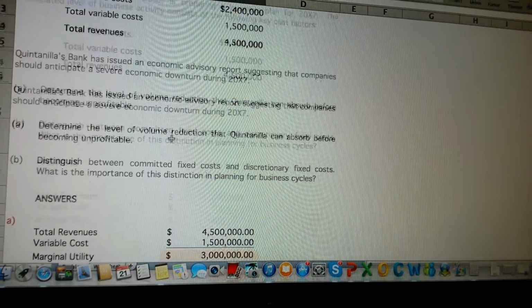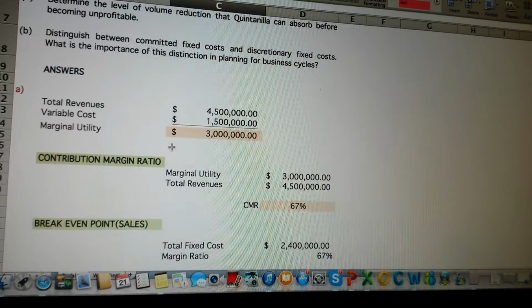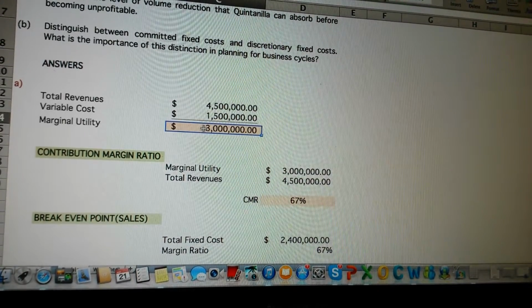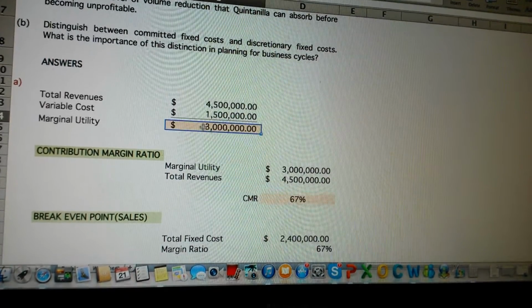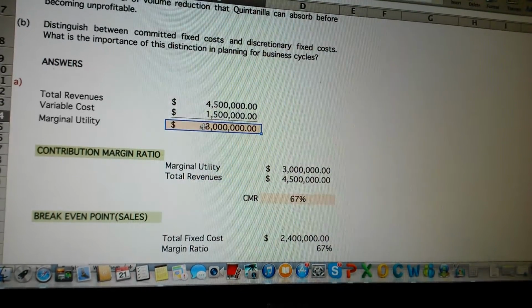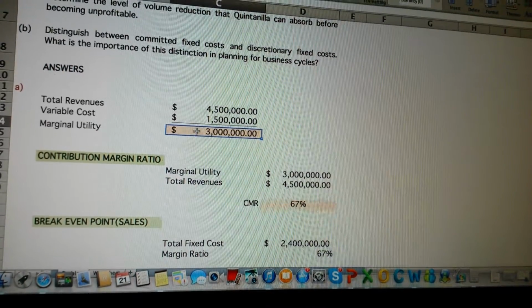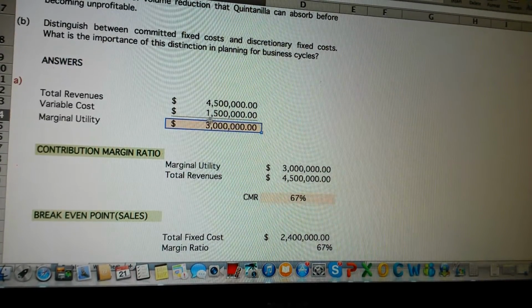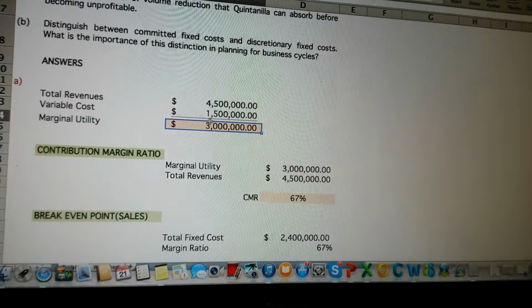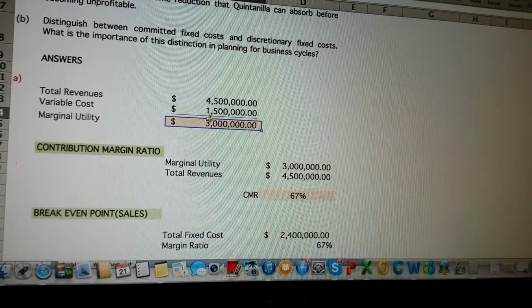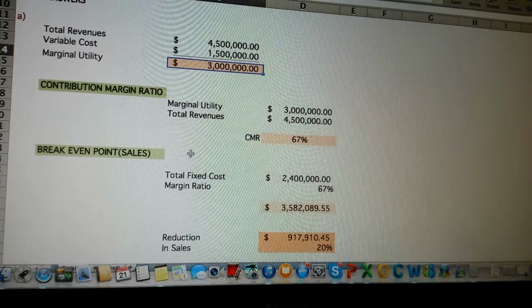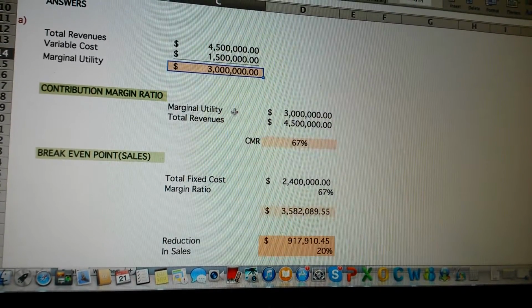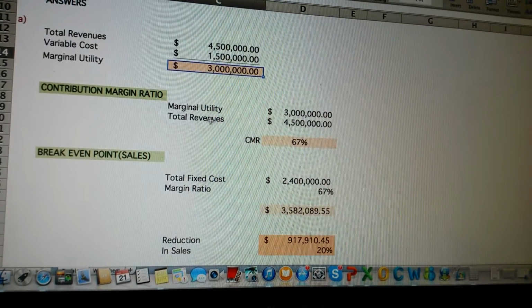Well, the first step here is to find the marginal utility, and this is subtracting the variable cost from the total revenues, and we obtain this result. Next, we need to find the contribution margin ratio. We need to use the marginal utility and the total revenues.